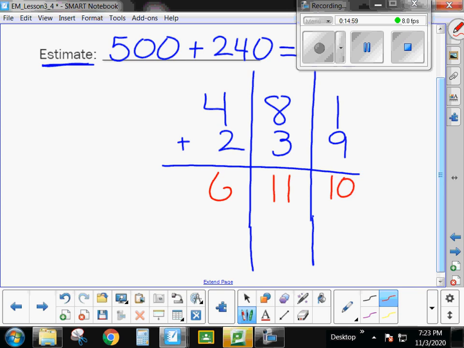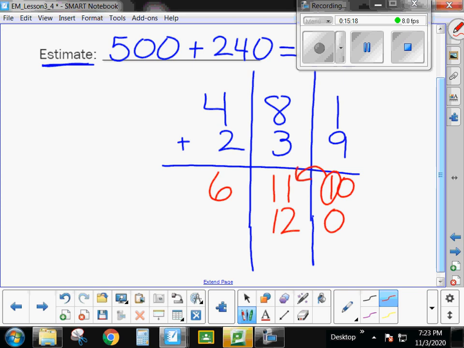And 4 plus 2, I have 6 in that column. All right, now it's time for some trading. Start with the ones place. I think it's easiest. If I have 10 ones, I'm going to trade those 10 of them for another 10, right? So now I have 12 tens.